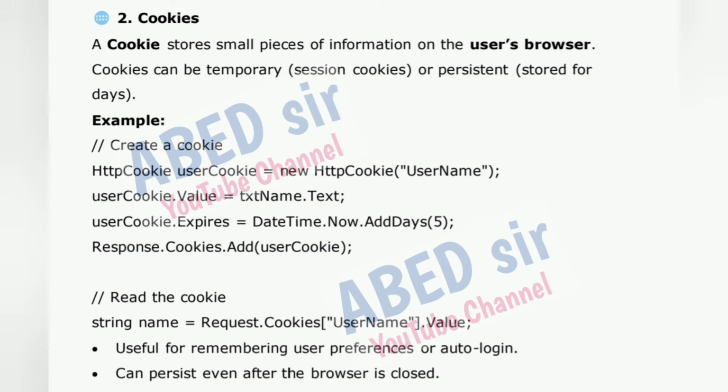userCookie.Expires = DateTime.Now.AddDays(5); Response.Cookies.Add(userCookie). Read the cookie. string name = Request.Cookies["username"].Value. Useful for remembering user preferences or auto-login. Can persist even after the browser is closed.